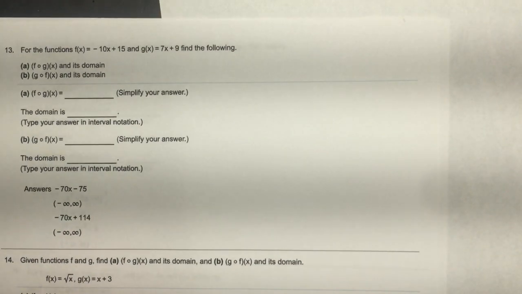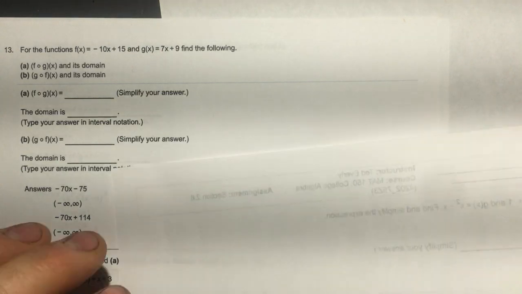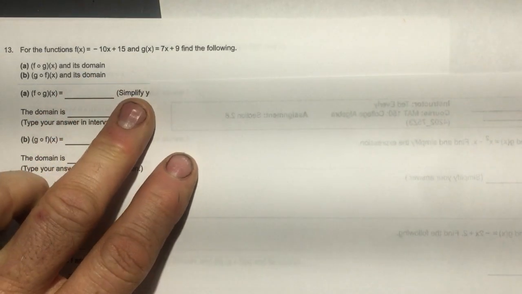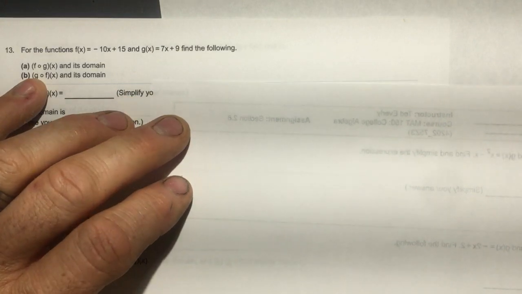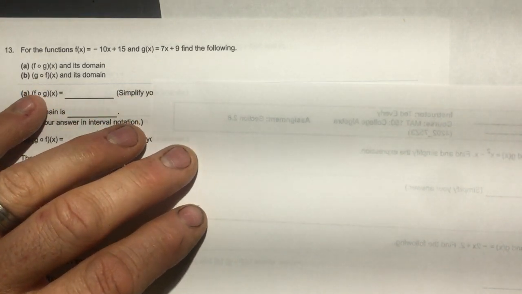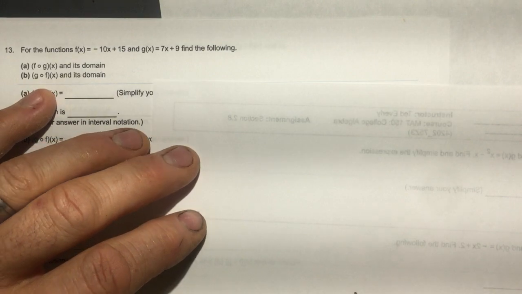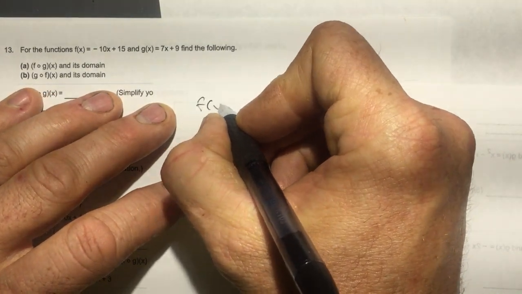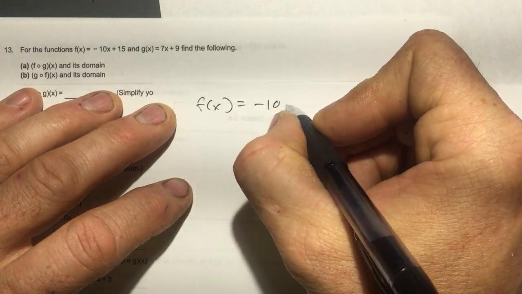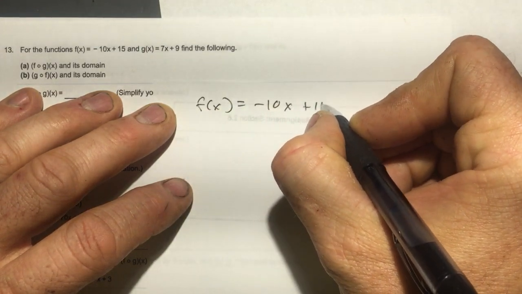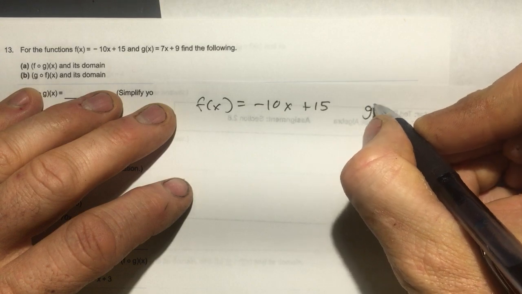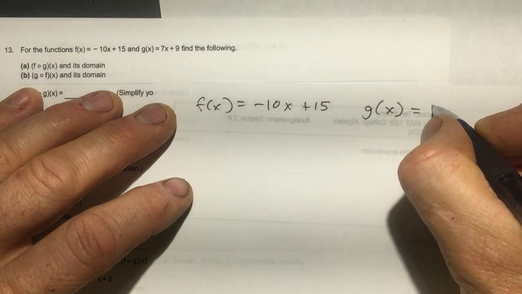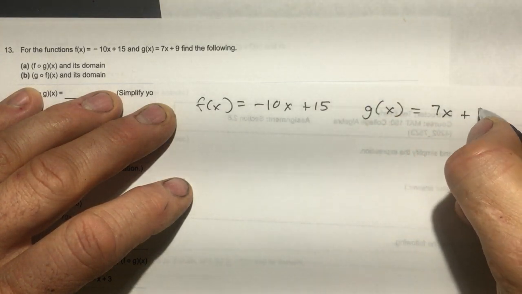Okay, 13. All right, on 13, for the functions f of x and g of x, find the following: f of g of x and its domain. Then I want to find g of f of x. All right, let me write it out here. f of x is negative 10x plus 15, and then g of x is 7x plus 9.